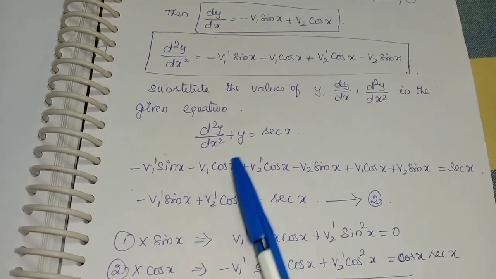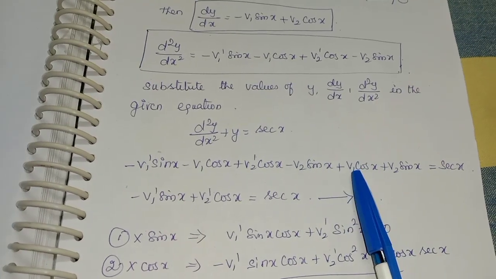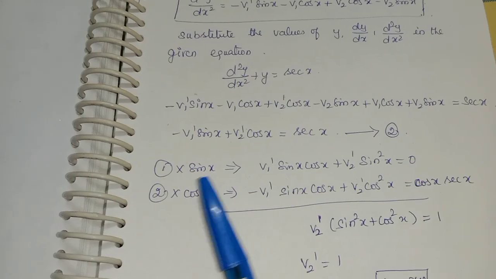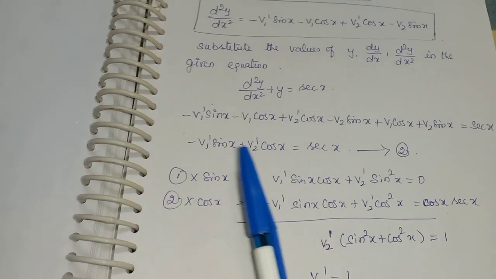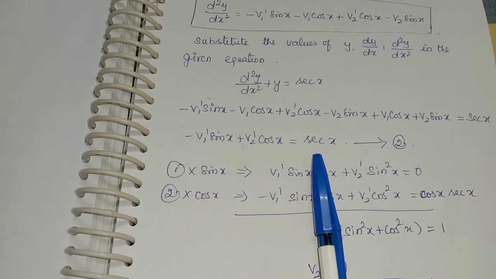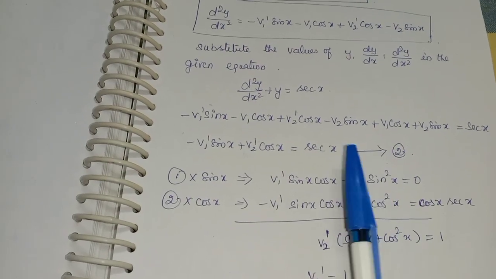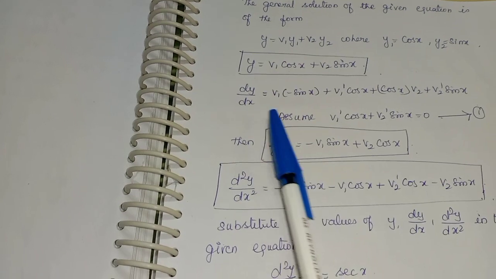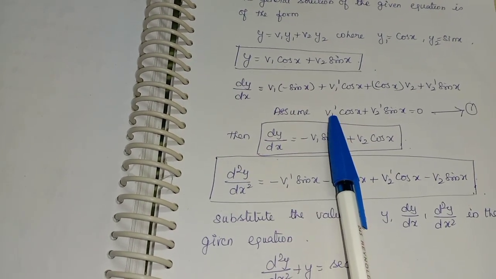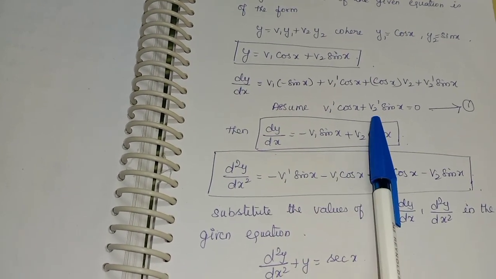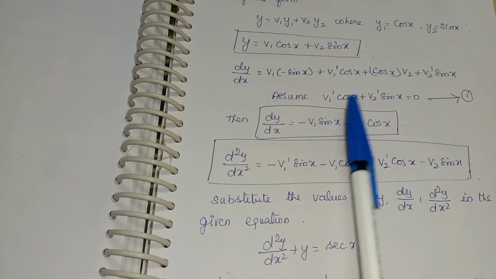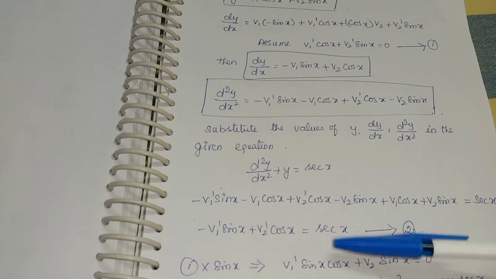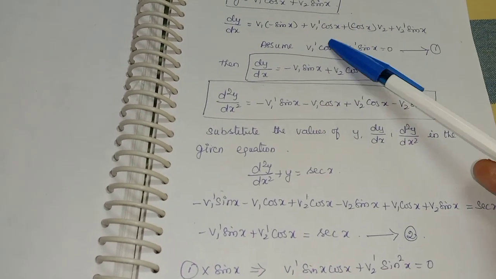Here minus v1 cos x and plus v1 cos x get cancelled. Minus v2 sin x plus v2 sin x get cancelled. So finally we get v1 dash sin x plus v2 dash cos x equal to secant x. Take this as equation number 2. Equation 1 is, while finding the first derivative, we have assumed the terms containing derivatives of v1 and v2 as 0. That is equation number 1. Now I am going to solve these two equations, equation 1 and 2, and find the values of v1 and v2.